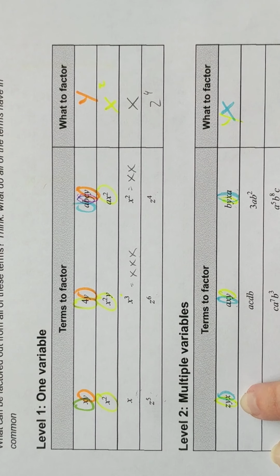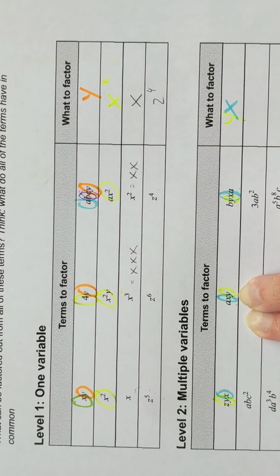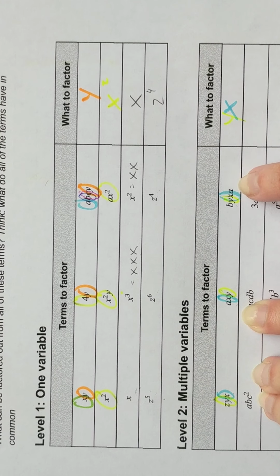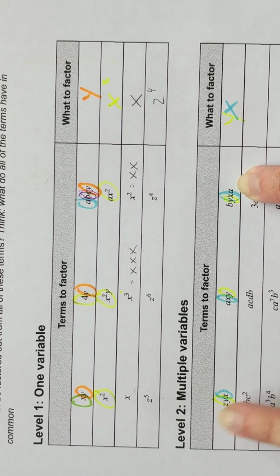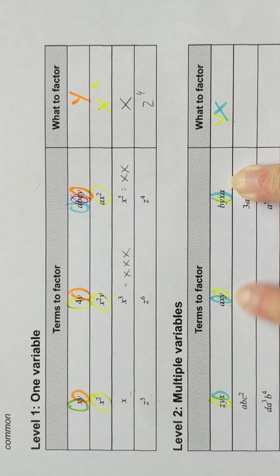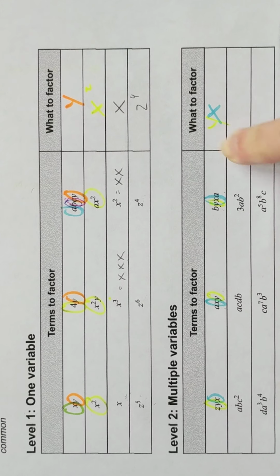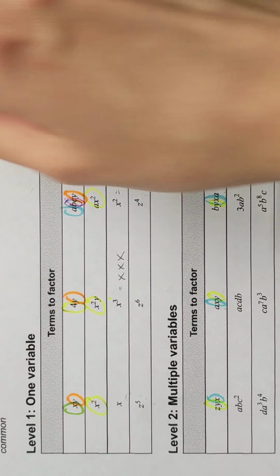I have a Z in my first term. Nobody else has a Z, so I cannot factor that. I have an A in my second term and an A in my third term, but I don't have an A in my first term, and so I cannot factor that out. And just like in my third here, I have a B, but nowhere else is a B, so I cannot factor that out.